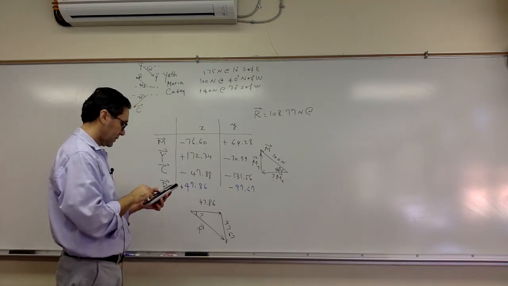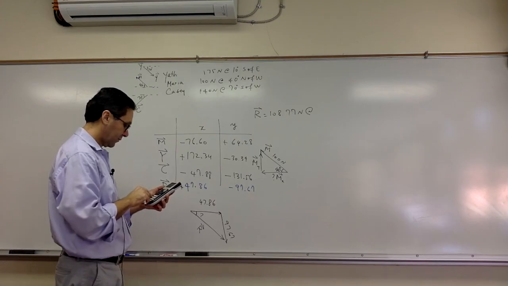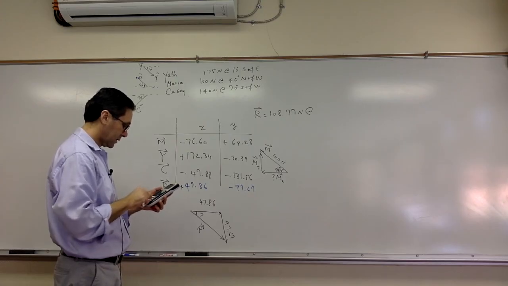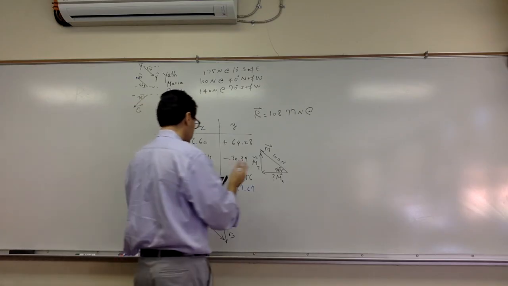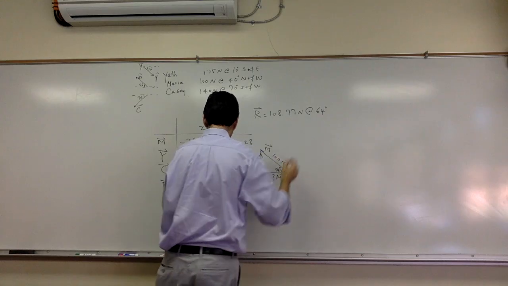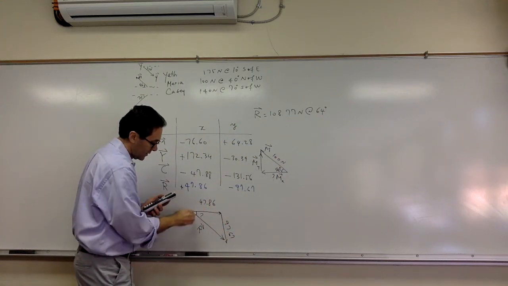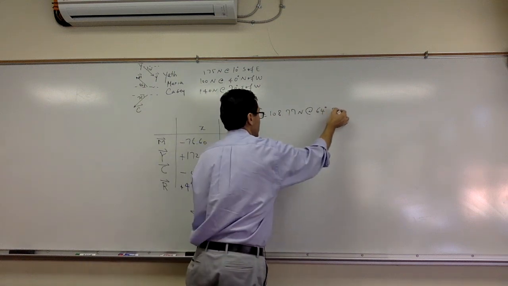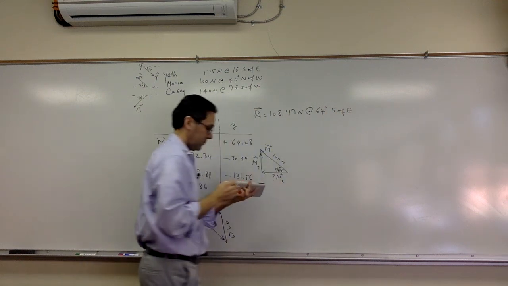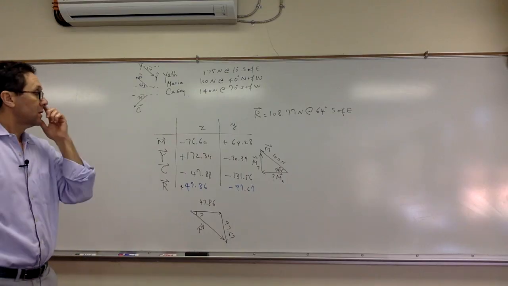So, inverse tangent, basically, it's 97.67 divided by 47.86, and that should give us 63.89, so we'll say about 64 degrees. And if you look at it, it's south of east. This is the east and this is the south. So south of east. And that's it. That's how you do vector resolution.